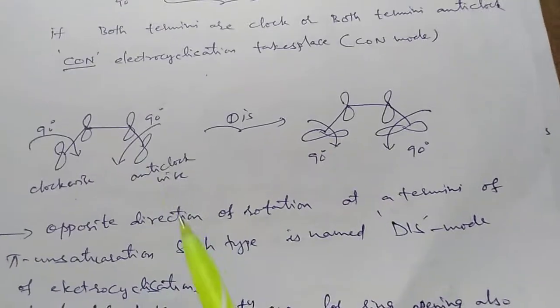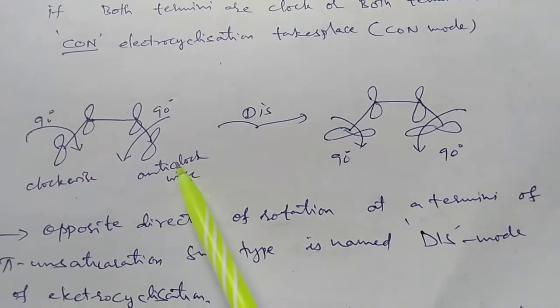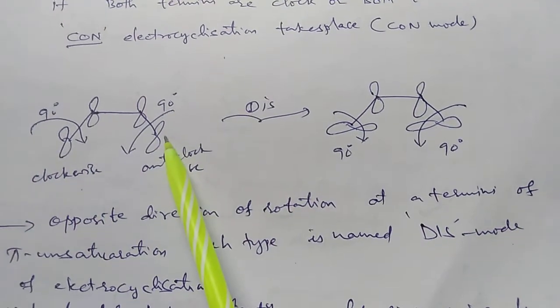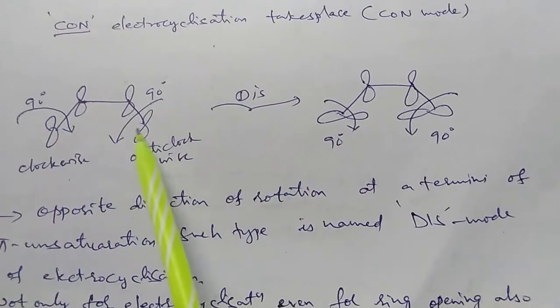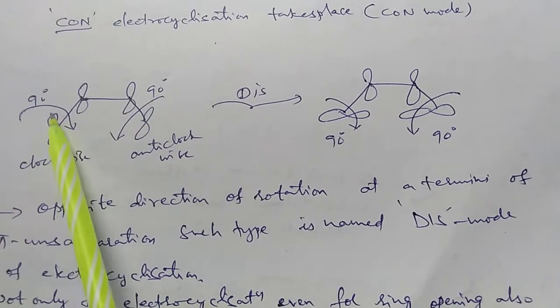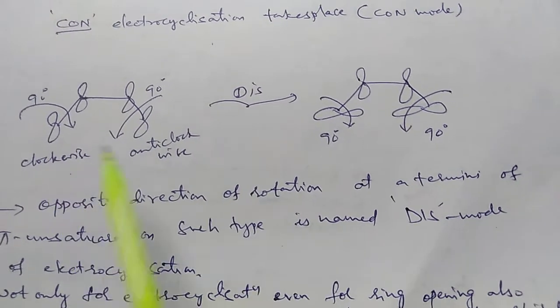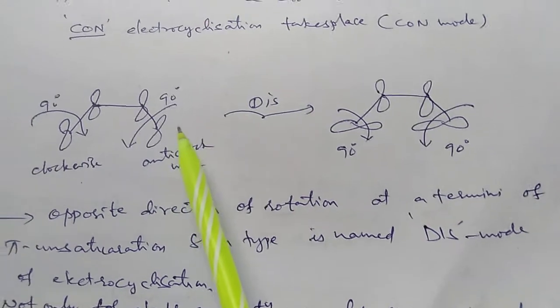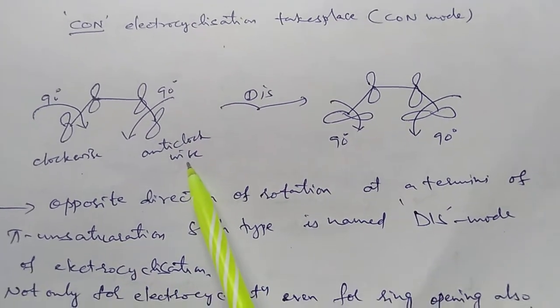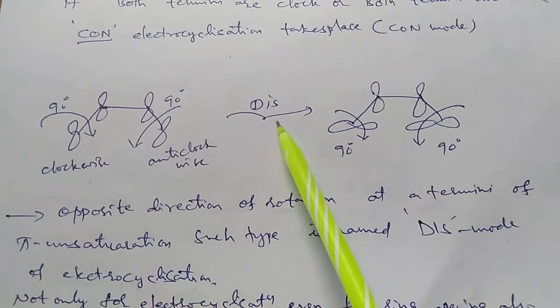But in this compound, at the termini of the 1,3-butadiene, the C1, C4 carbons, the C1 carbon is rotating by 90 degrees in clockwise direction, and the C4 carbon is rotating by 90 degrees in anti-clockwise direction. This is called dis mode of rotation.